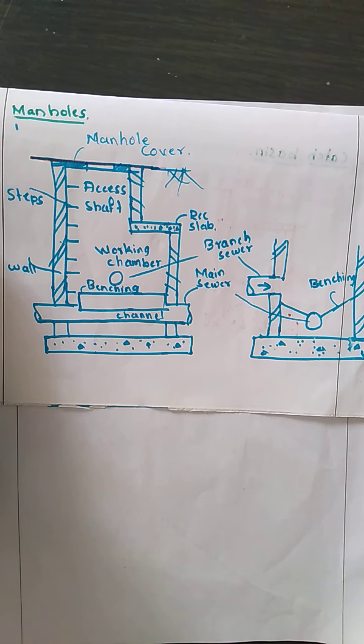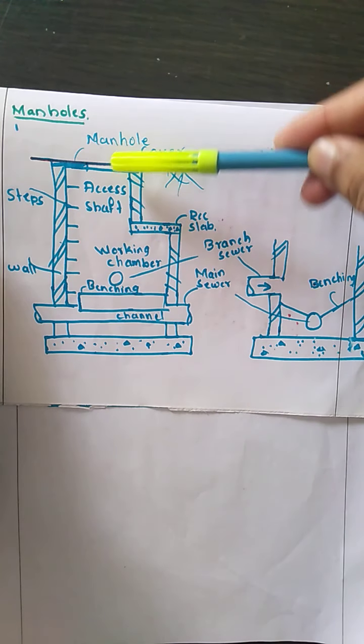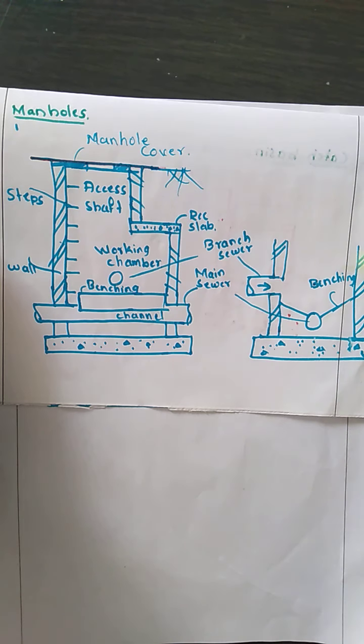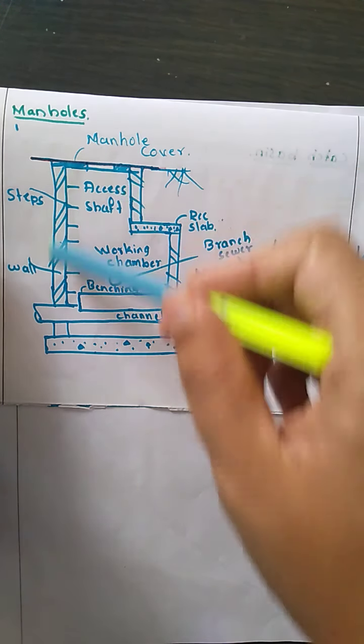Its depth is equal to the depth of the manhole minus the height of the required working chamber. Now, the access shaft is where a person enters the manhole. Why do we call it a manhole? The man is going to enter into this particular manhole for the inspection, maintenance and removal of the obstruction. So the man can enter into it and he can finish his work.